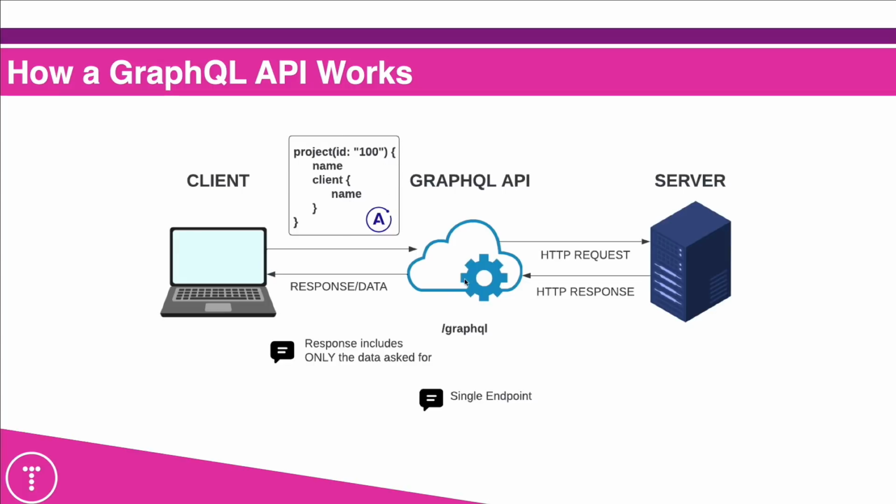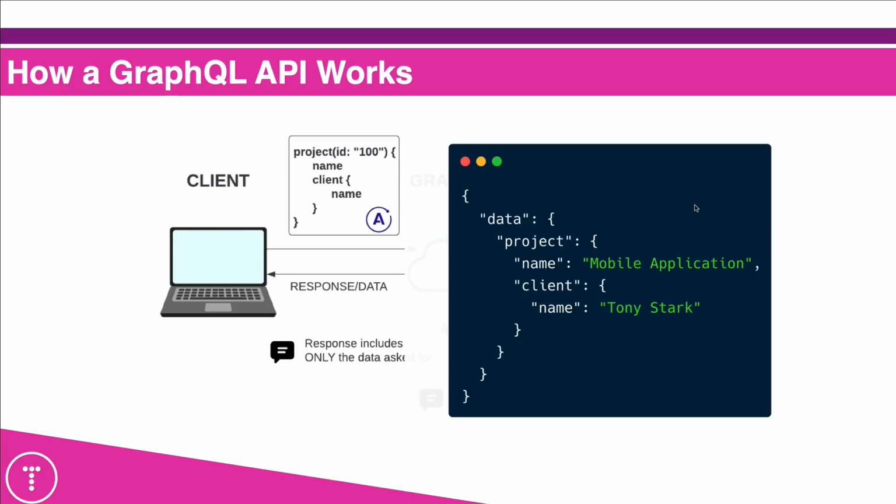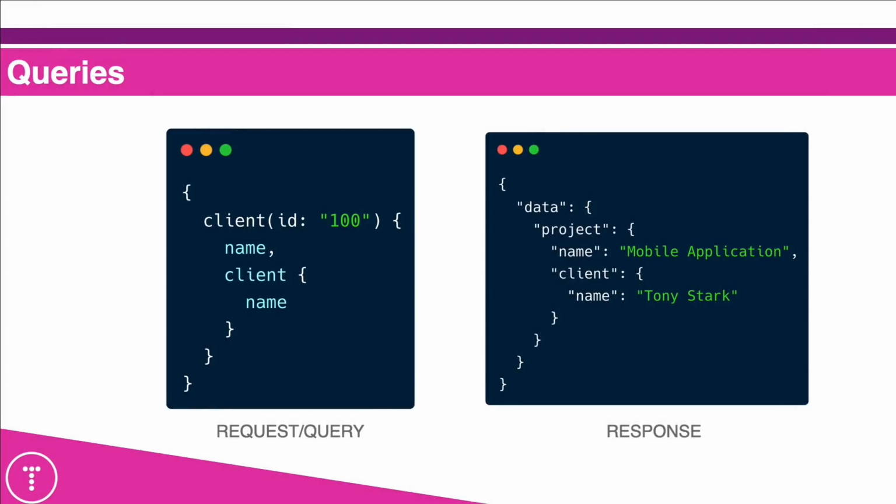It would go to our GraphQL API, which only has a single endpoint. So instead of having all these different routes, we're just sending it to /graphql. And then the response data is going to include only what we asked for in our query, which in this case would look something like this, where we have our project, we're just getting the name, and then we have the client of that project, and we're only getting the name from that as well. So you can see how it's much more targeted than a REST API.